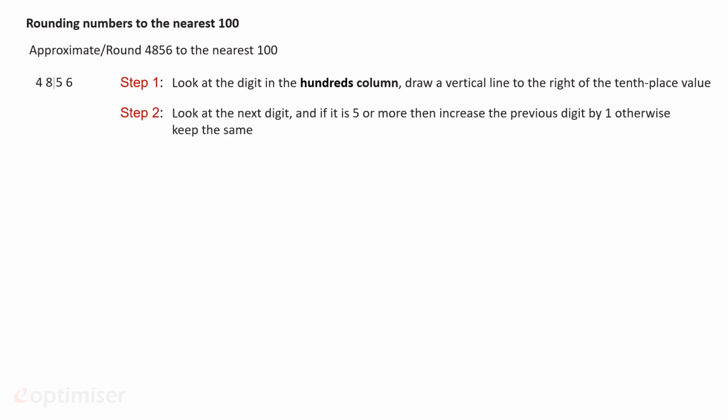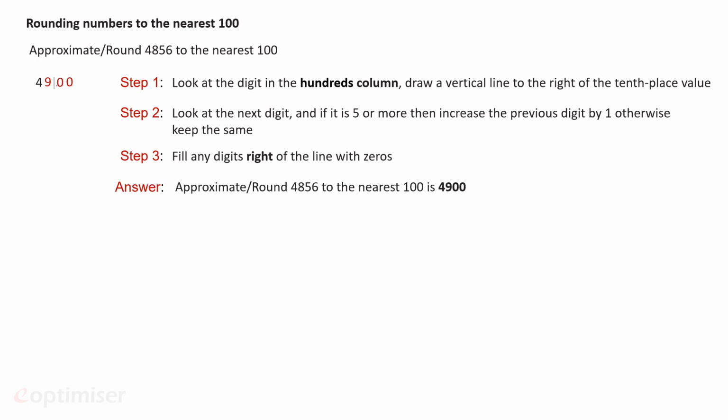Then you have to find the immediate number right of that line, which is 5. We have to check whether that number is 5 or more. Currently it is 5, therefore you need to increase the hundreds column. Currently that is 8, you need to increase it by 1, so that goes to 9. Then you have to change all the digits right of that line to 0. So change the 5 to 0, then change the 6 to 0. So 4900 is the nearest 100 to 4856.